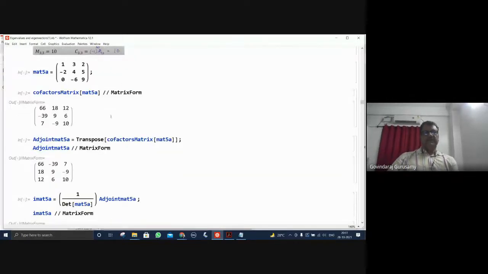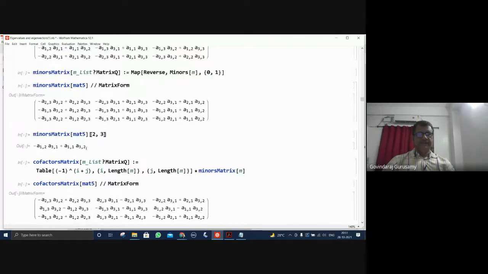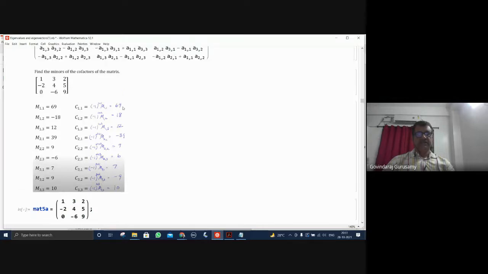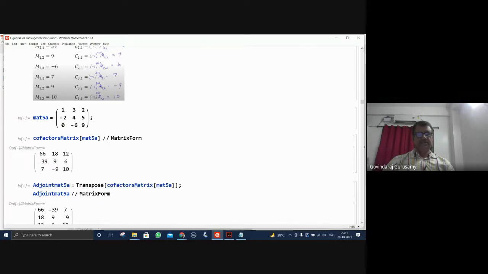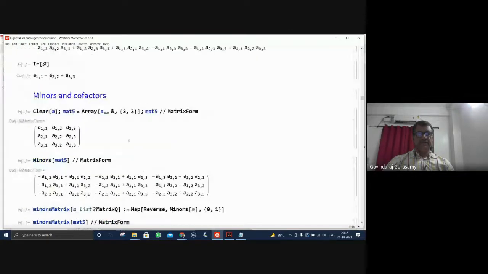And we can find out by the way it has been defined here, cofactors of a matrix, minus 1 whole power i plus j. That is what is being done here in these hand computations. By hand we have calculated and it has been given here. There's a small mistake here. This is not 69, this is 66. Okay, that's a small slip there. So don't worry about that.